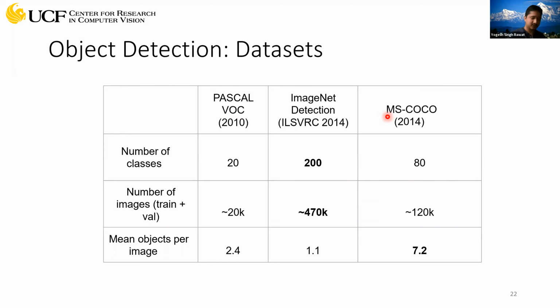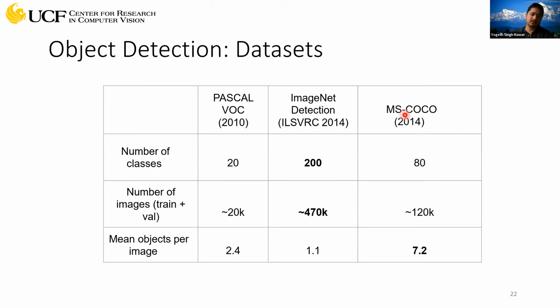So for object detection, we have many data sets out there. This was Pascal VOC. Then there is ImageNet detection. It has 200 classes. Pascal VOC has only 20 classes. We have MS Coco as well. This is also used for segmentation. It has 80 classes. And in terms of number of samples, you can see that it's roughly 500,000 images, which is a lot. MS Coco has around 120.